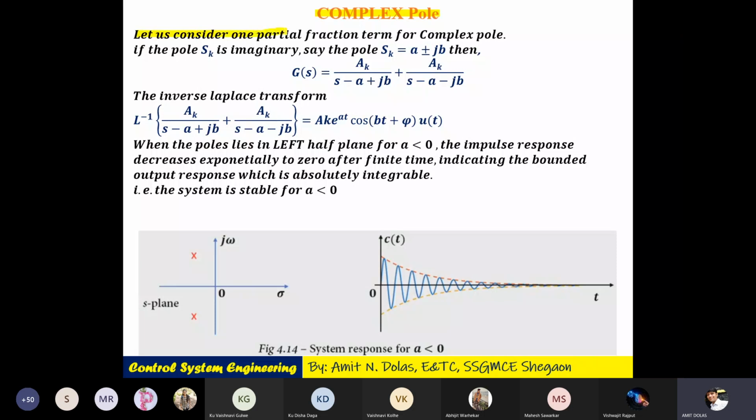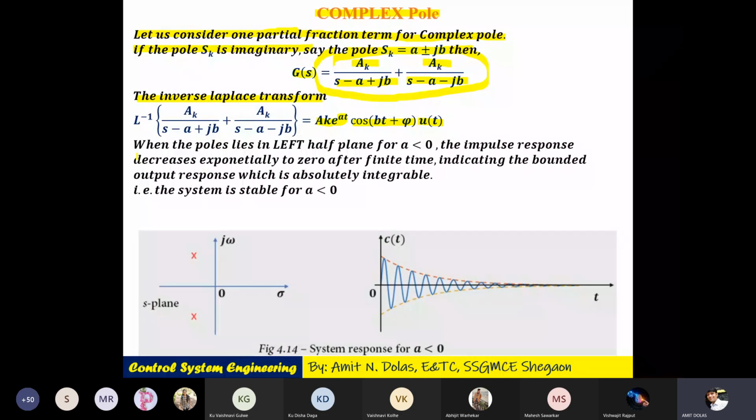Let us consider one partial fraction term for the complex pole. If sk is complex, then say sk will be equal to a plus minus jb. Then G of s will be ak upon s minus a plus jb, plus ak upon s minus a minus jb. The inverse Laplace transform, if you take for this term, it will be ak e raised to power at cos of bt plus phi or theta into u of t.